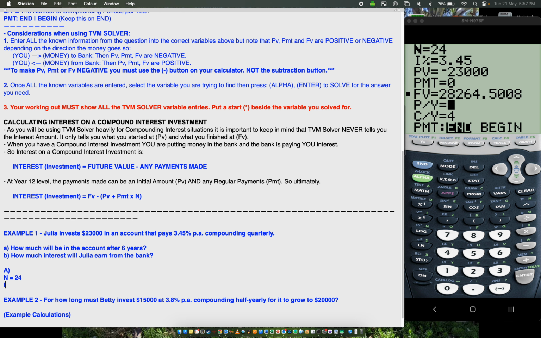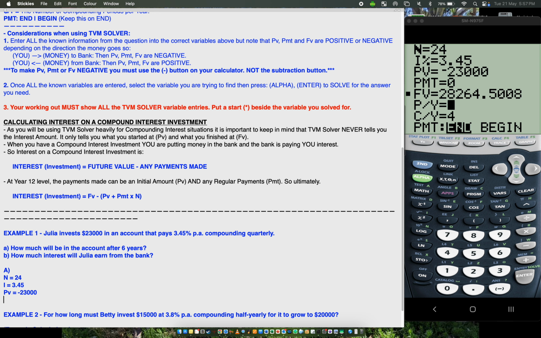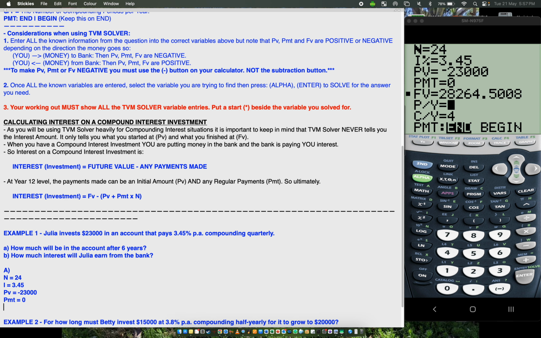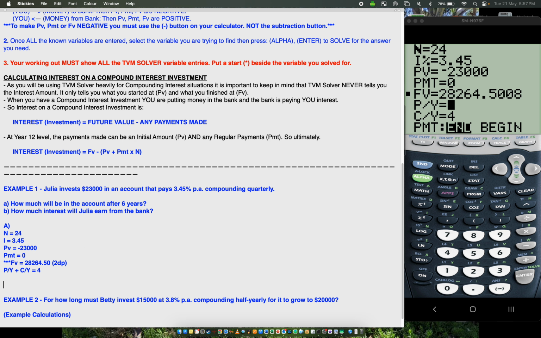So that's the working out that I need to show. N is equal to 24, I is equal to 3.45, PV is equal to negative 23 grand, PMT is nothing, star next to FV because that is what I solved for, $28,264.50, rounded to 2DP, PY and CY are both 4. When you do TVM solver working out, you must have an answer statement. So therefore, there will be $28,264.50 in the account after 6 years.